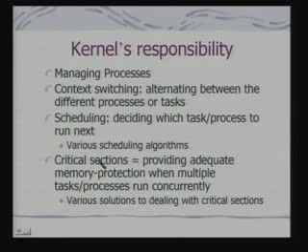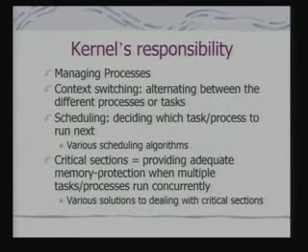Then we have critical sections, providing adequate memory protection when multiple tasks or processes run concurrently, because there may be shared resources. If there are resources shared by two or more processes, then access to the shared resources has to be disciplined, so that only one of them is really using the shared resource. That job is also handled by the kernel. And there are various solutions dealing with critical sections, and the solutions differ from OS to OS.